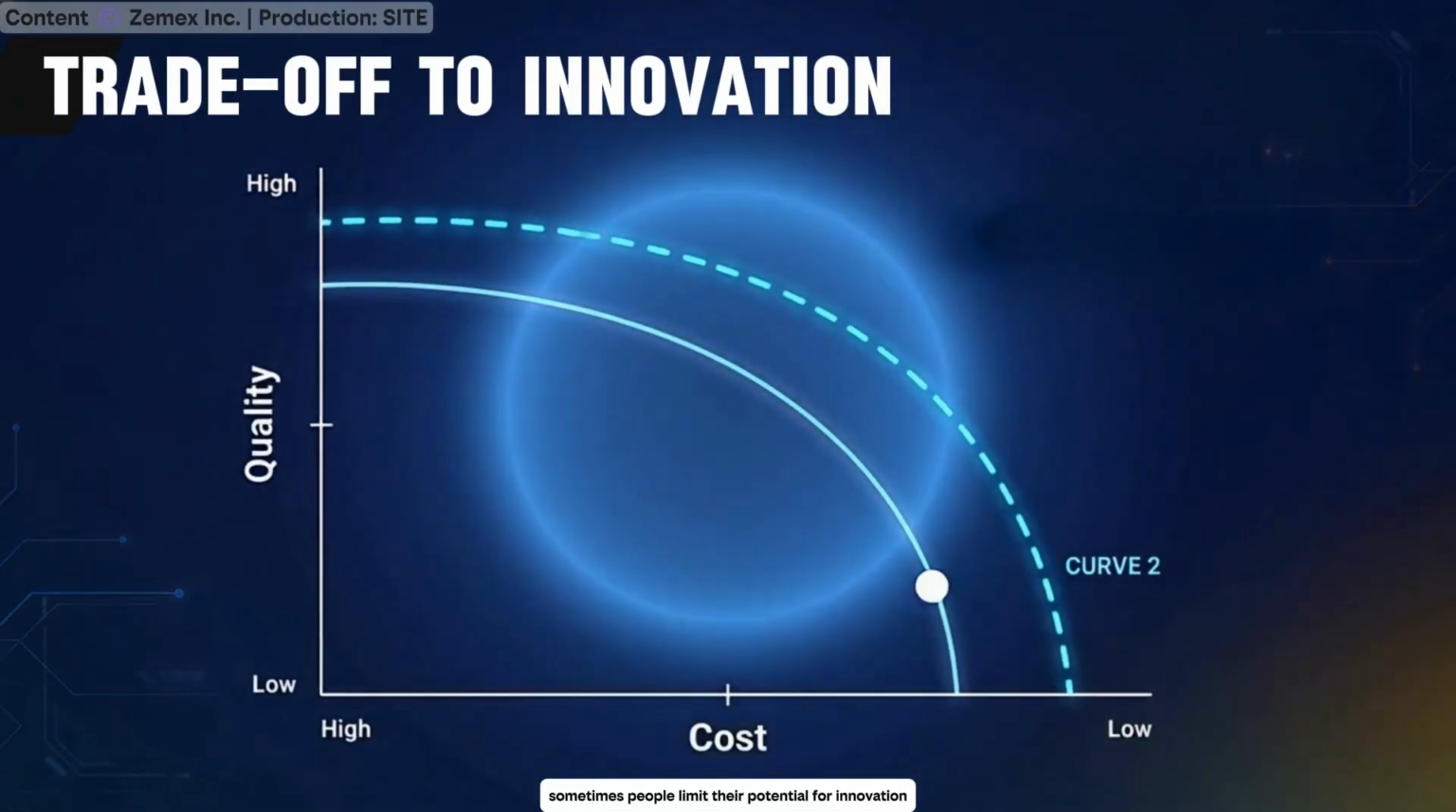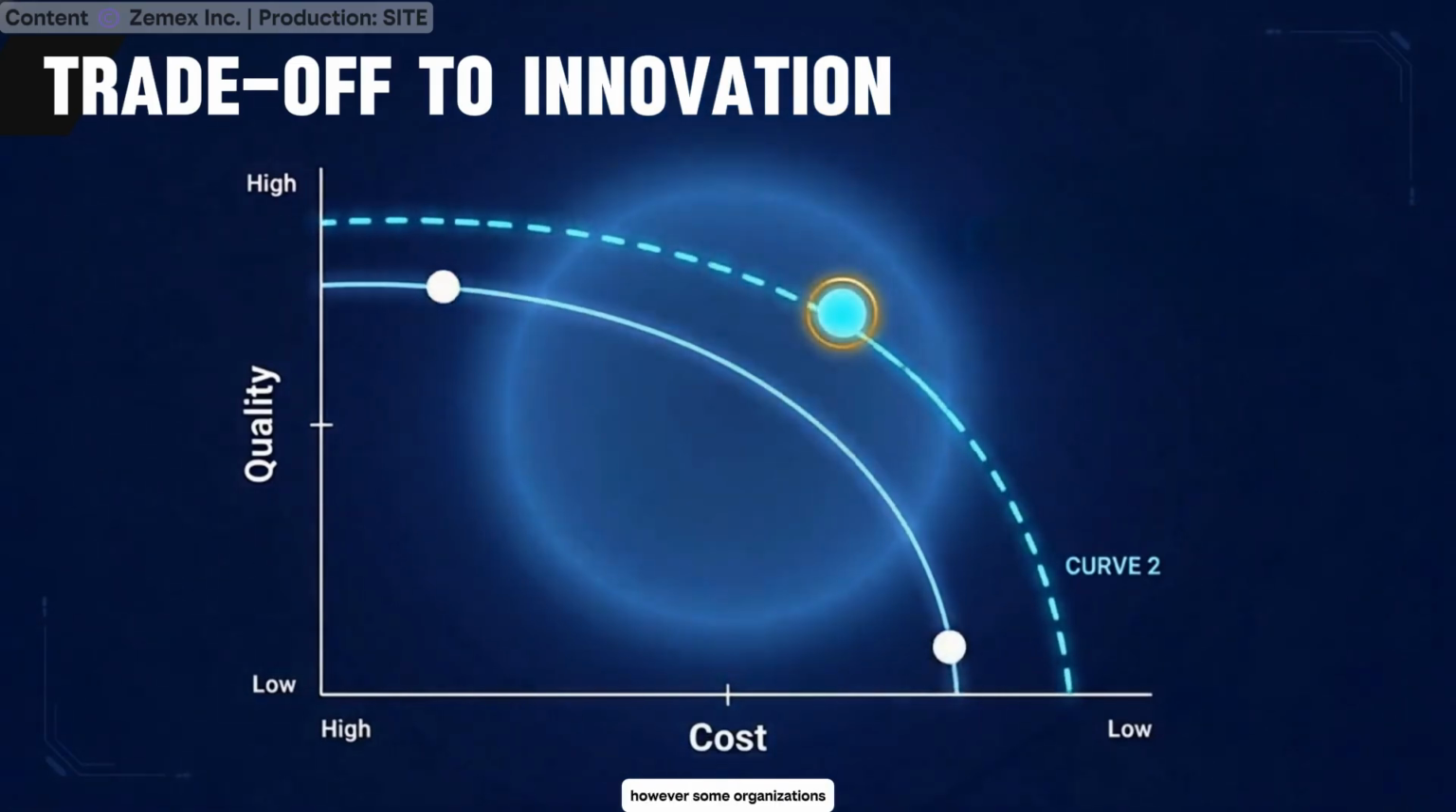Sometimes people limit their potential for innovation. However, some organizations produce results by breaking out of the trade-off relationship. For example, cost and quality are in a trade-off relationship, meaning that if you lower the cost, we may expect or think that we need to sacrifice quality, or vice versa.